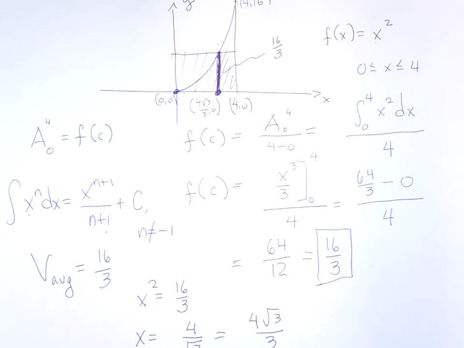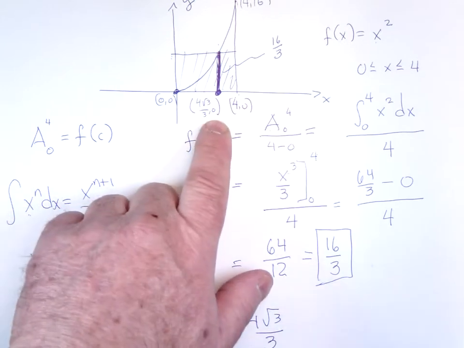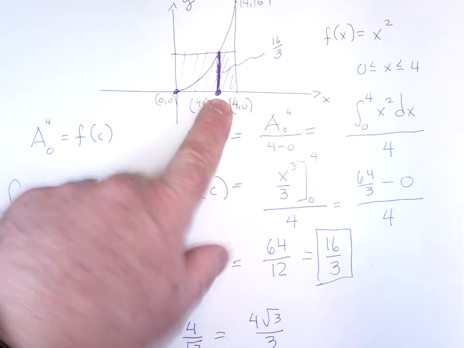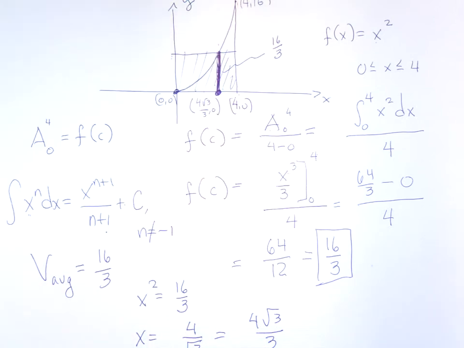Everybody see that okay? That's the c value. This is the f of c. It's the f of c that's the average value of the function. Now, if you're a computer programmer, you want to test the randomness of the random number generator that's built into your operating system, into your programming language.